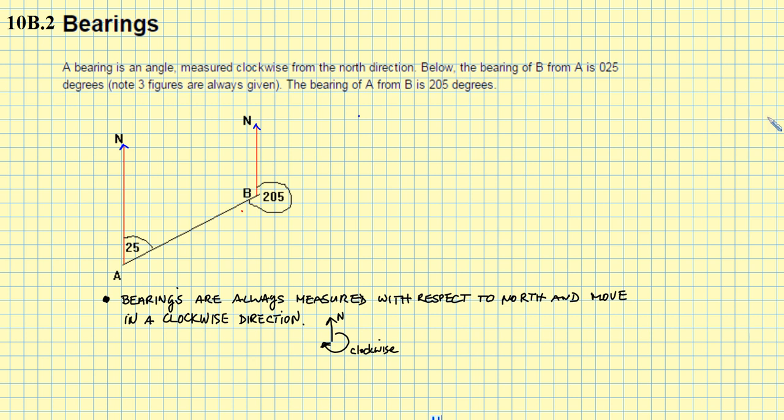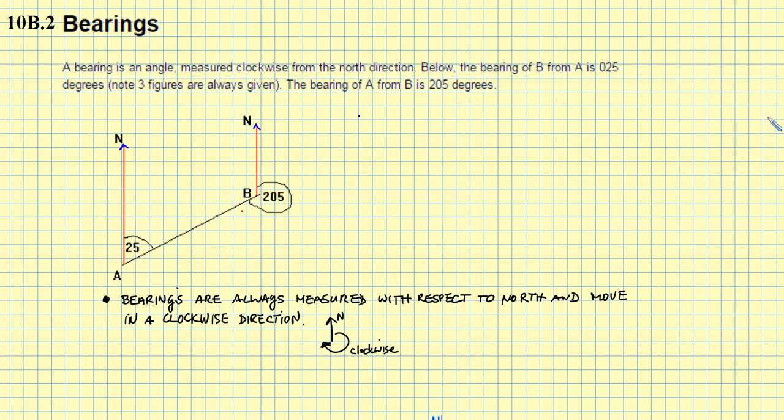Hi everyone, we're going to be working on bearings today, which is section 10b.2 in your text. So a bearing is really nothing more than an angle that is measured clockwise from the north direction. What that basically means is that we're looking at what direction we are moving in, a boat or a plane, with respect to its starting point to its end point, or perhaps from its end point back to its starting point.